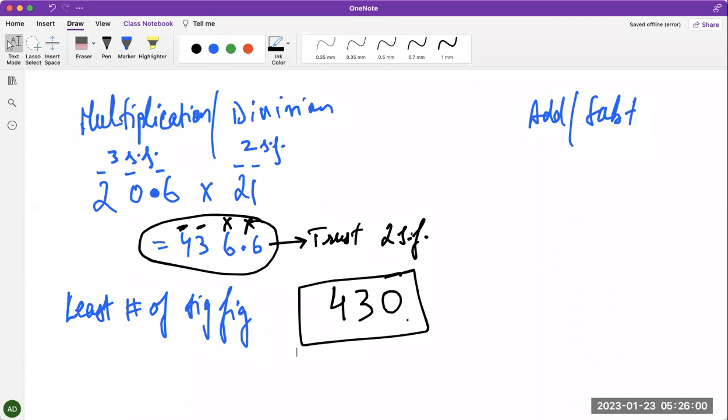So when you're rounding off numbers with regards to significant figures, you're rounding off the numbers, but the numbers still keep their meaning. Okay.